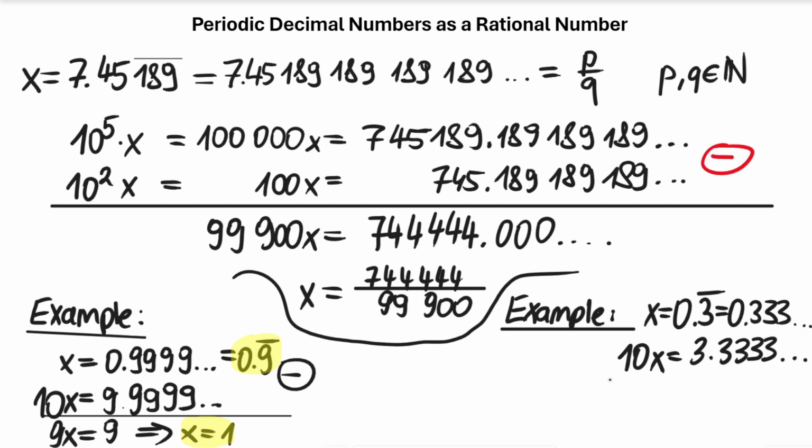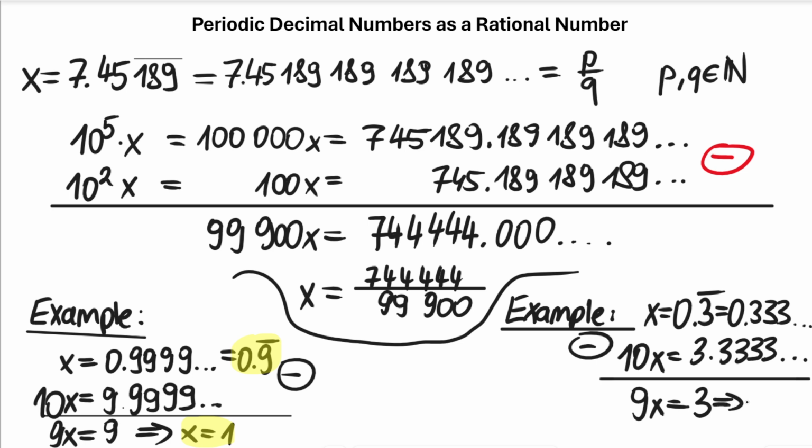And we subtract these two equations. So we have 9x is equal to just 3, and we can find x is 3 divided by 9, which is 1 over 3. Most of you know this result, that 1 divided by 3 is 0.333, and it never stops.